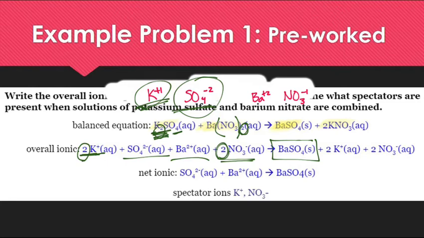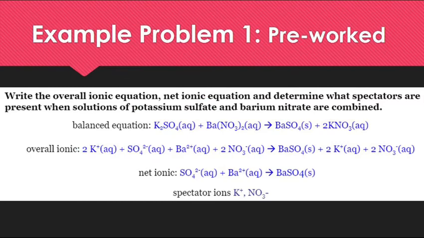Let's clean this up a little bit, because now all that's left is to write our net ionic and our spectator ions, and that's all going to be part of this overall ionic. That's why we take that step to find it there, because all that we're going to be doing is focusing on the one thing we didn't break up, barium sulfate, and the ions that were needed in order to create it, barium and sulfate. And we just pull all of that stuff down with their charges and their states of matter into the net ionic equation.